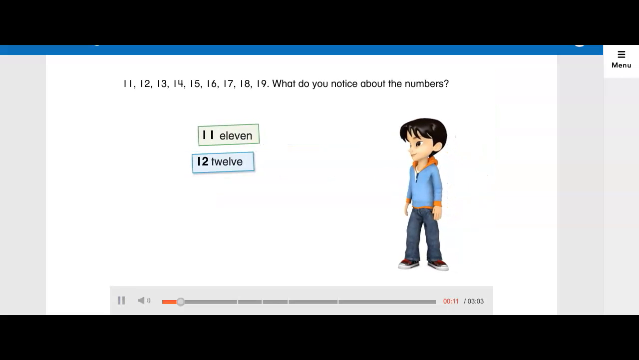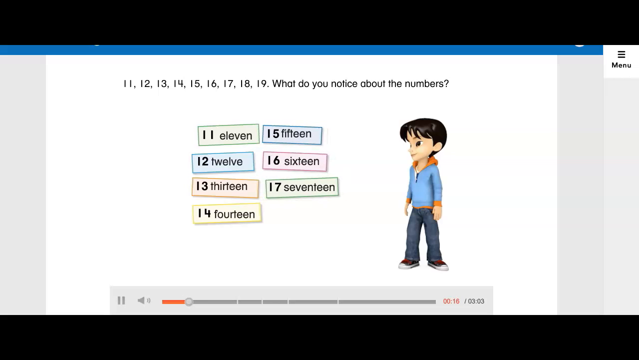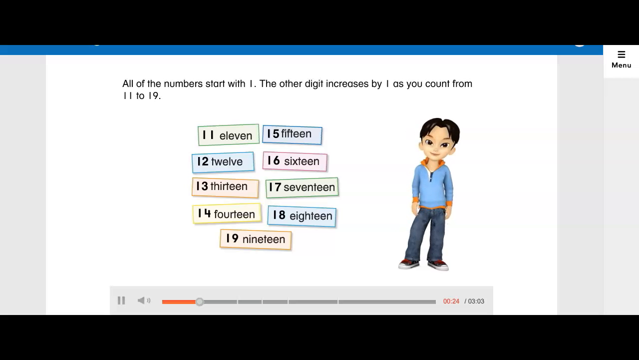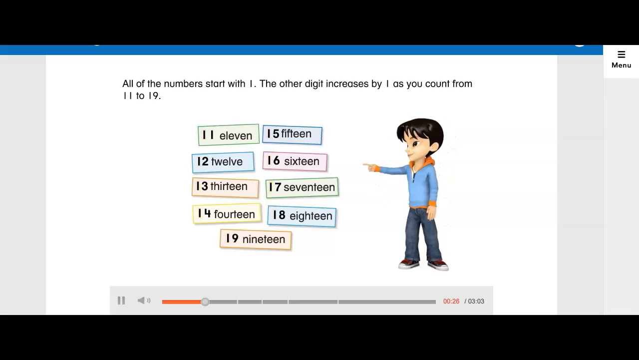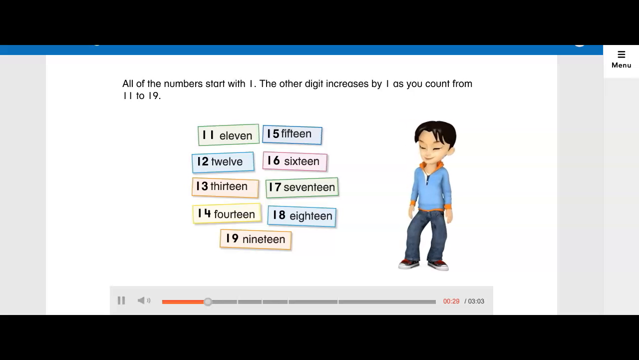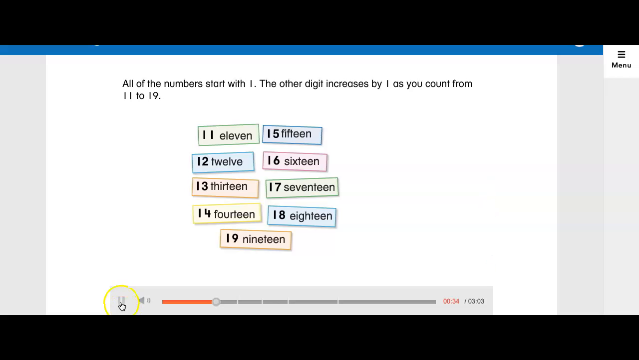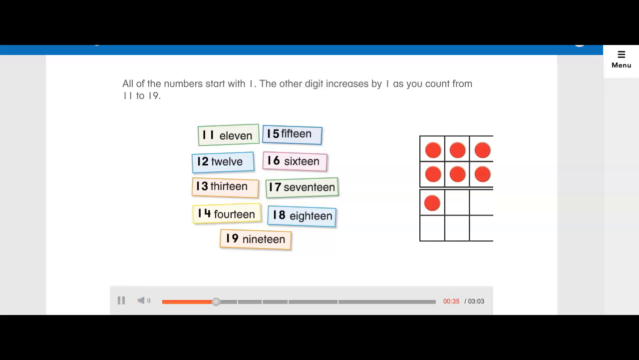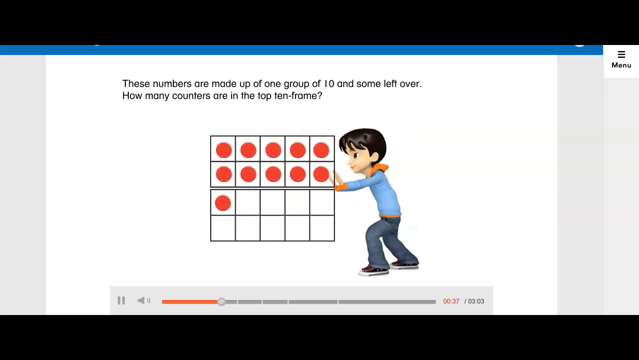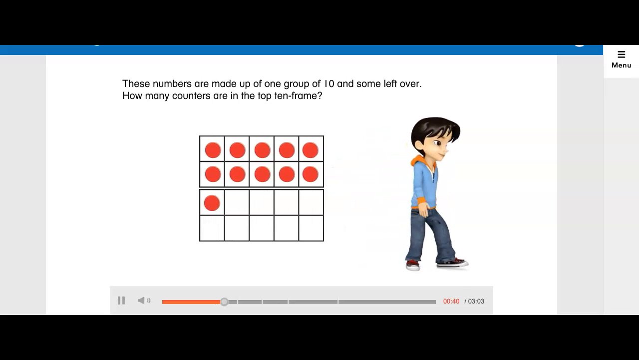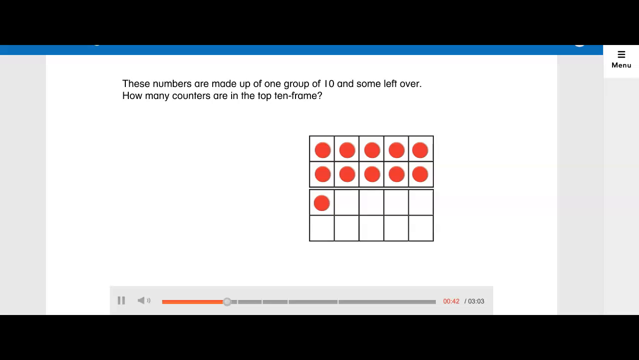Eleven, 12, 13, 14, 15, 16, 17, 18, 19. What do you notice about the numbers? All of the numbers start with 1. The other digit increases by 1 as you count from 11 to 19. These numbers are made up of one group of 10 and some left over.